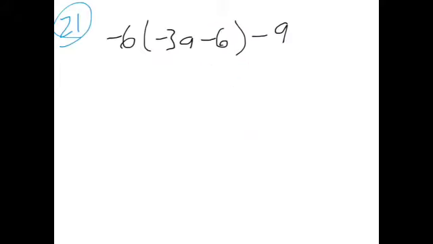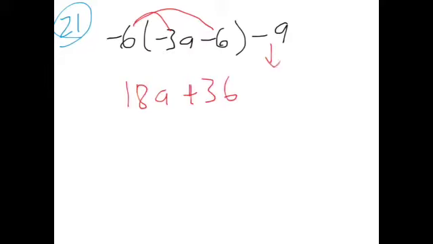On 21, that negative 6, you're going to multiply through. And this one's a little bit different. It has that subtract 9 on the outside there. So we're going to distribute first and then deal with that subtract 9 on the outside. So negative 6 times negative 3a is going to give you positive 18a. Negative 6 times negative 6 is going to give you a positive 36.